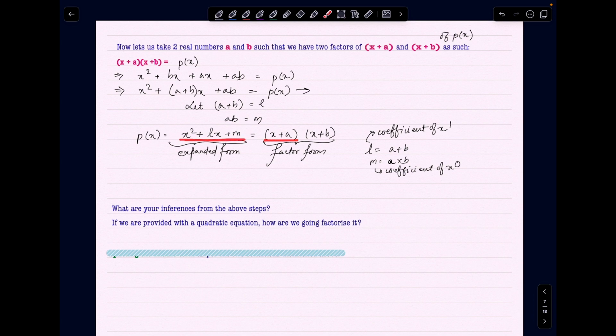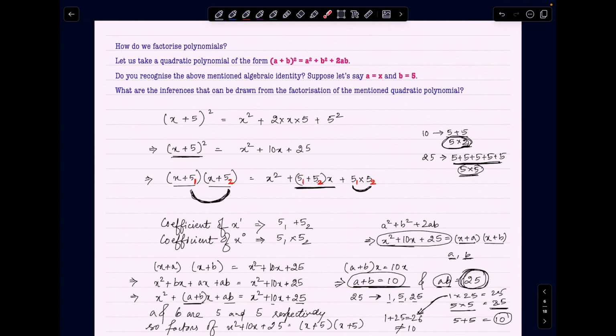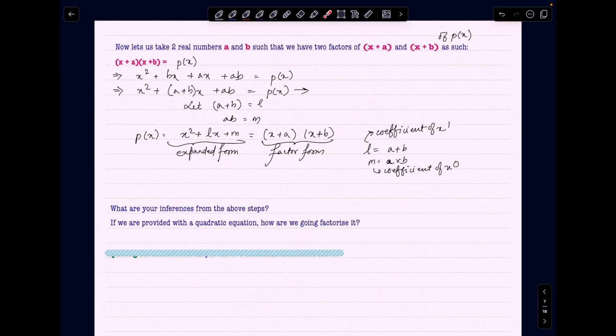We have to find (x plus a) into (x plus b). How are we going to do it? Like we did it earlier, we have to split this 10x into two parts, 5x plus 5x. We have to split 10x into two parts such that we get a common term. Understood? So what will we do?